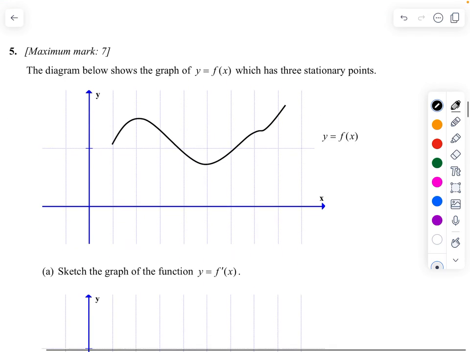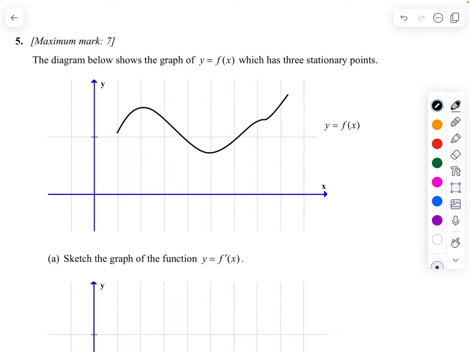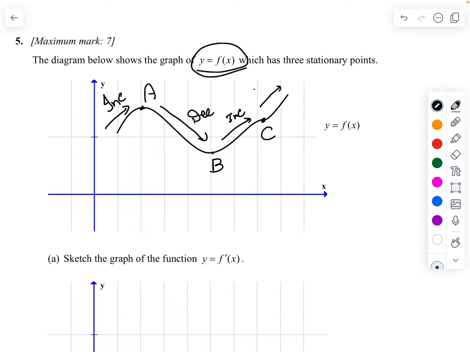Now question number 5. I know that this is the difficult one. The diagram shows the f of x now, which has 3 stationary points. This is one stationary point, this is one stationary point, and this is a stationary point. Find the graph for f prime x. So the derivative. Now over here it is an increasing function, and from a to b it is a decreasing function, and again it is increasing, and again it is increasing. Increasing, decreasing, increasing, and increasing.